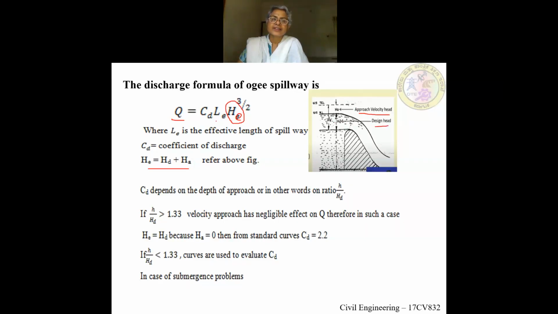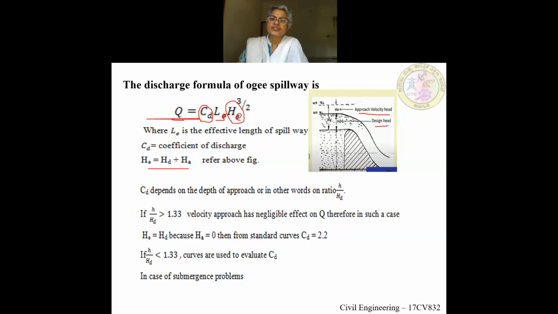LE is the effective length of the spillway. There is a formula for the effective length of the spillway that we will see later on. So LE is the effective length, and CD is the coefficient of discharge. We have to find this coefficient of discharge CD. It depends upon the approach, or in other words, the H by HD ratio. What is this H by HD ratio?